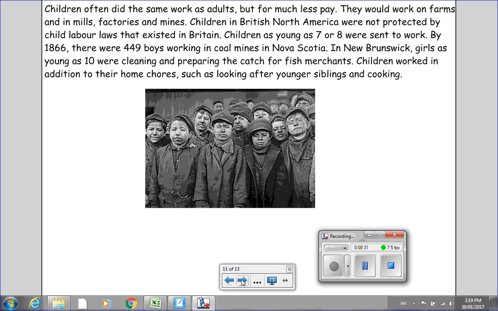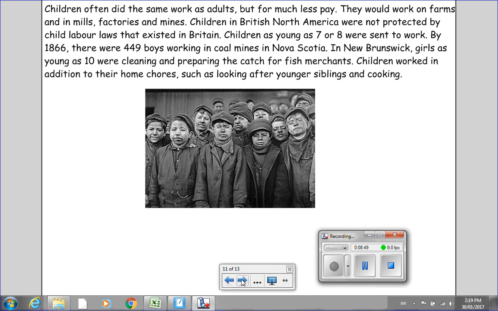Children often did the same work as adults, but for much less pay. They would work on farms and in mills, factories, and mines. Children in British North America were not protected by child labor laws that existed in Britain. Children as young as 7 or 8 were sent to work.